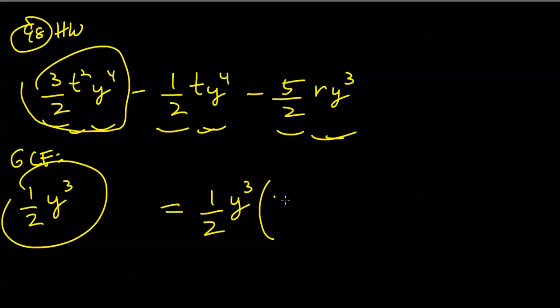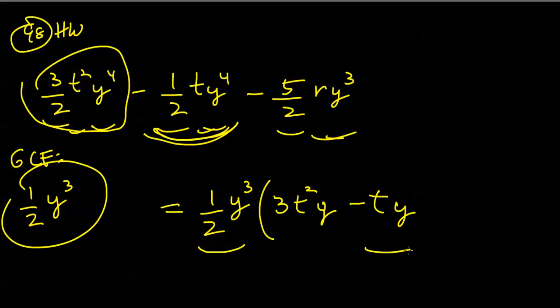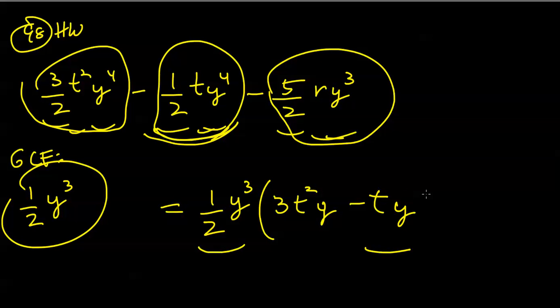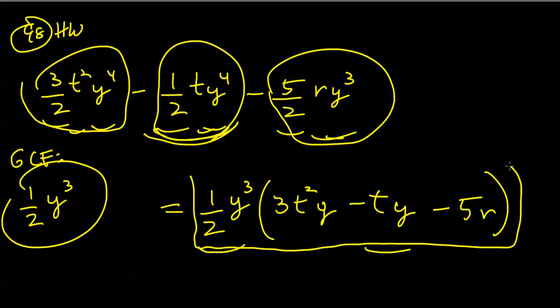If from my first term I factor out a 1/2 y cubed, I'm going to have left a 3t squared y. Now from my second term, if I factor out a 1/2 y cubed, I'm going to be left with a minus t y. And if you're confused, just multiply these two to make sure you end up with what you started with here in the second position. Now my third term, if I factor out a 1/2 y cubed, I'm going to be left with a negative 5r. So this is my final response, my final result for this kind of nasty GCF factoring problem.